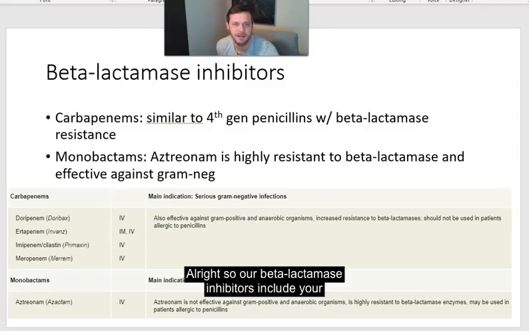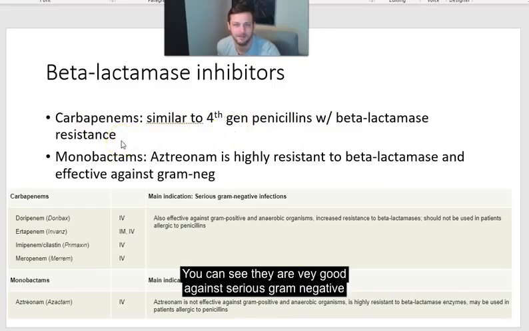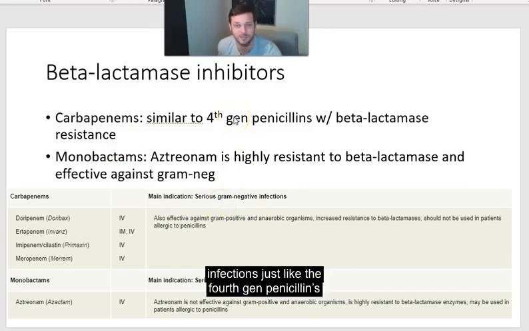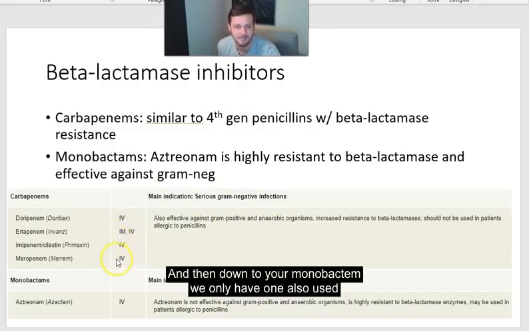Alright, so our beta-lactamase inhibitors include your carbapenems, similar to your Gen 4 penicillins, and so you use them with your beta-lactamase resistance. You can see they're very good against serious gram-negative infections, just like the 4th gen penicillins. All IV/IM injections.